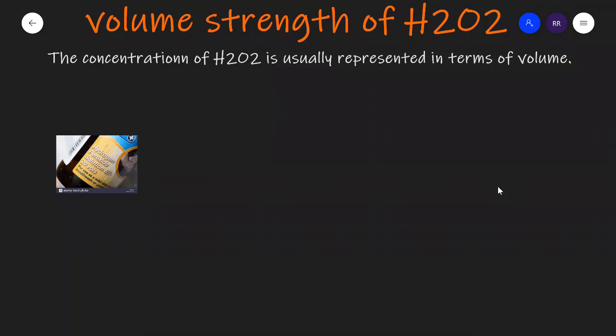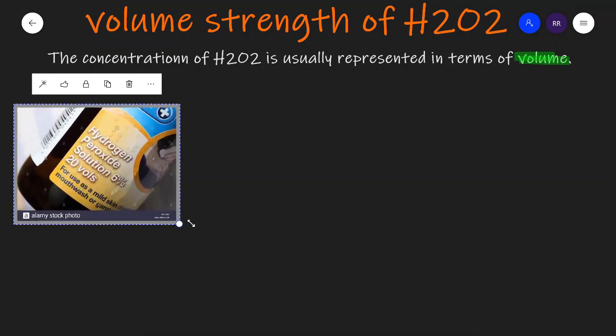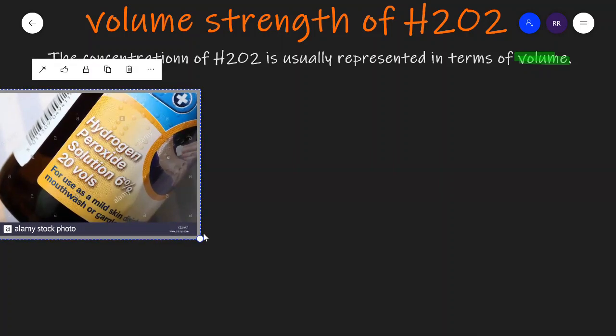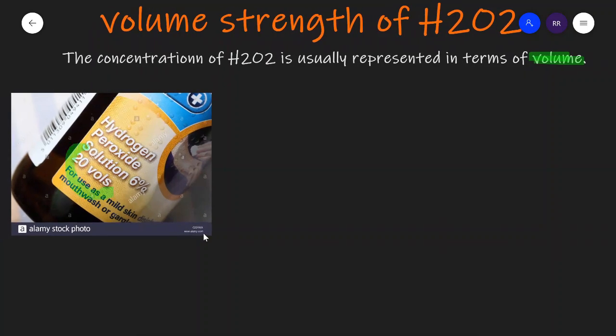Hello, my dear students. Welcome back to SHLOKA'S Academy. In this video, we are going to discuss the volume strength of H2O2. Usually, the concentration of H2O2 is expressed in terms of volume. What is meant by this volume? Here in this image, we can see a bottle of H2O2 labeled hydrogen peroxide solution 6% or 20 volumes. What is meant by this 20 volume exactly? That is the volume strength of H2O2, and today's topic.